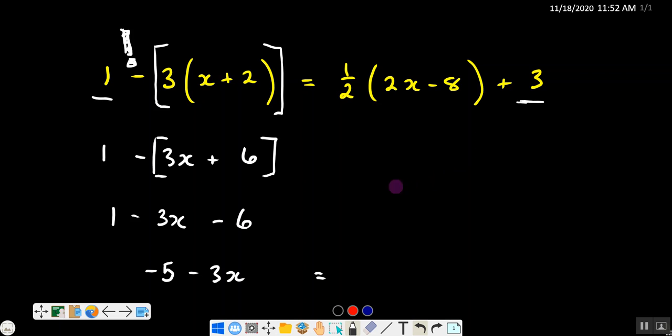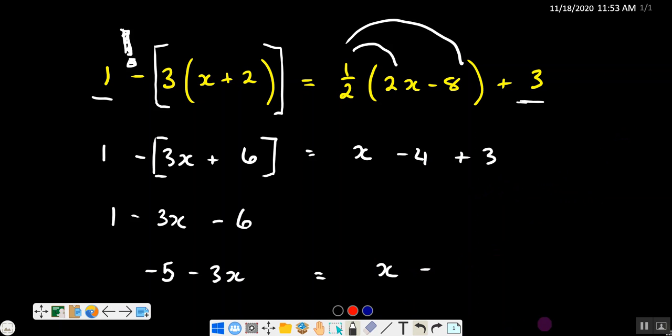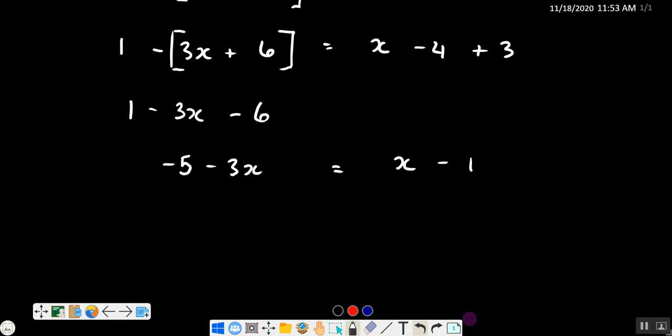What do we do on this side? So we've got 1/2. A half of 2x is 1x. A half of negative 8 is negative 4, and then we add 3. So we end up with x minus 4 plus 3, or x minus 1. Okay. All right. So that is still the first equation. Where do I go from here then? Cameron at the back. Let's just see. What would you do to make my second one?